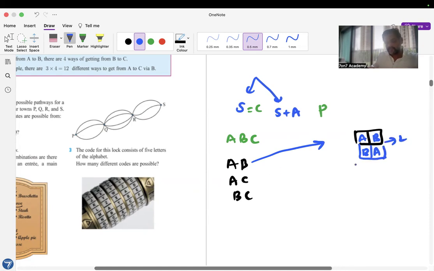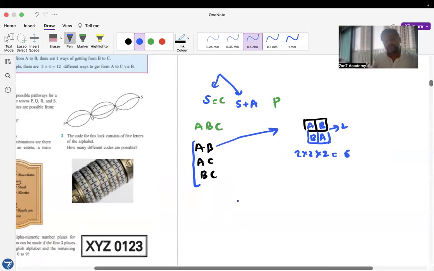So this is 2. The other selection also gives 2, and the other one also 2. So 2 into 2 into 2, that is 6 different arrangements. Agree? But selections are only 3. So where order matters, that is called permutation. Where order does not matter, that is called combination.